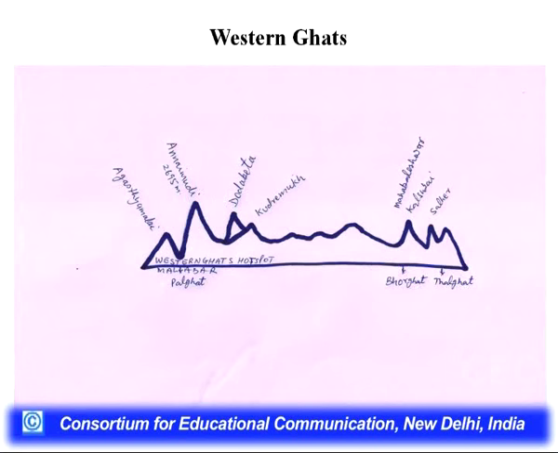Annaimudi, 2695 meter, the highest peak of South India, the highest peak of the Western Ghats. And from here, a lot of tributaries of River Kaveri, River Vaigai, and rivers draining in the east to the Bay of Bengal, and a number of rivers draining in the west in Kerala to the Arabian Sea, including Periyar, originate from Dabar Malai. And south of Annaimudi is Agasthya Malai.